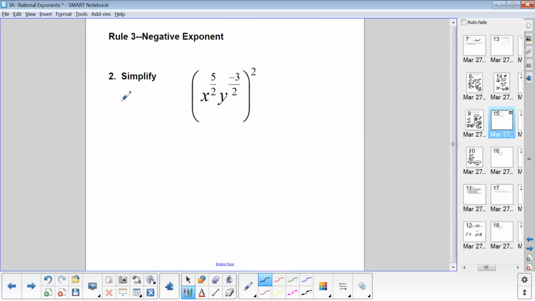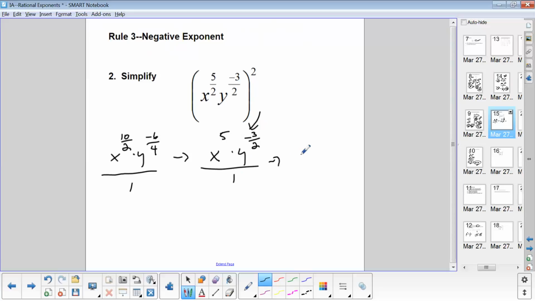Again, I'm going to use the power to a power rule again. So I get x to the 10/2 times y to the negative 6/4. And then I want to simplify what I can. So x to the 5th times y to the negative 3/2 power. Well, you're only looking at the exponents. That's what your negative exponent rule speaks to. And so since it is negative, we're going to leave x to the fifth in the numerator because it's positive, and we're going to move y to the denominator. It's not going to be negative 3/2 anymore. It'll be positive 3/2. So there's your rational form.